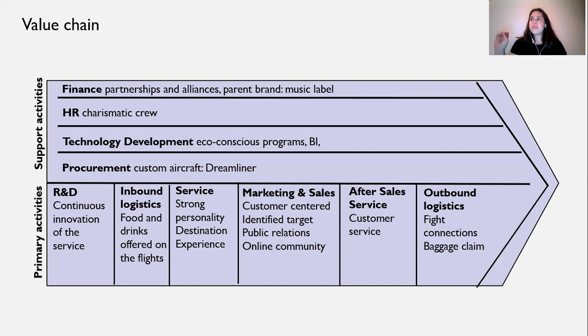So when the customers get into the plane, they can have the smell, and they also can buy candles that have the same smell. So I think they are trying to cover different areas and make it as interesting as possible. In marketing and sales, we have that it is customer centered. That's very important, and they already identified the target: business travelers that want to have the best experience in every situation. They want to have the best.